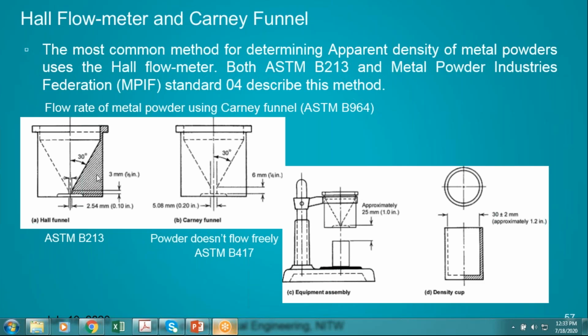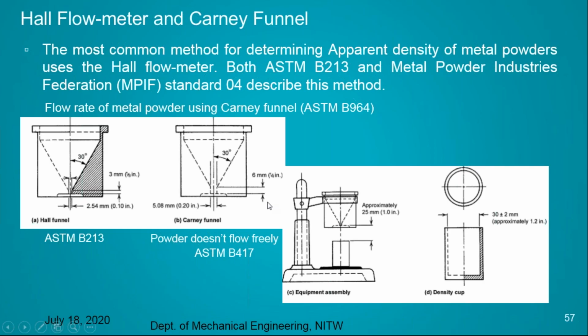One is the Hall flowmeter based on the ASTM B213 standard, and the other is the Carney flowmeter. For the Carney flowmeter, we use the ASTM B964 standard. If the powder is not flowing properly, then we have to use the ASTM B417 standard, which specifies how much tapping pressure to apply, or how much shaking frequency and amplitude to give for the analysis of the powder. When the powder is not flowing freely, in that case we have to use these types of standards.